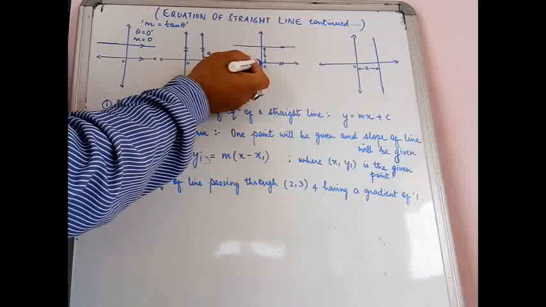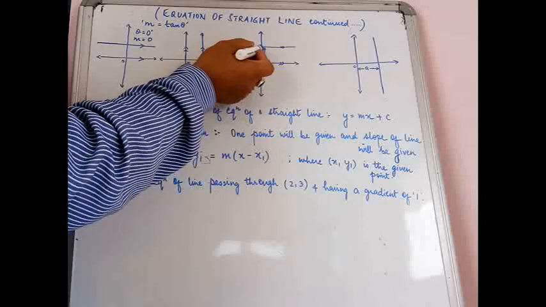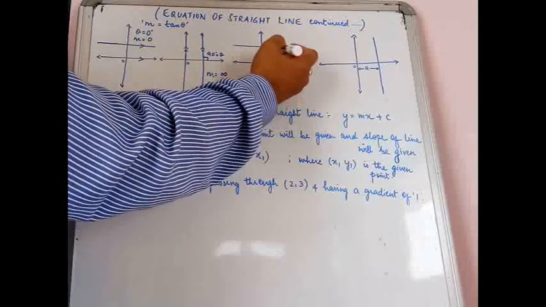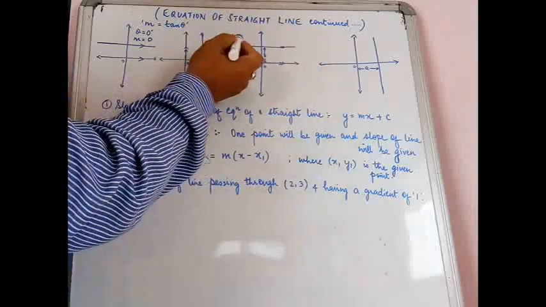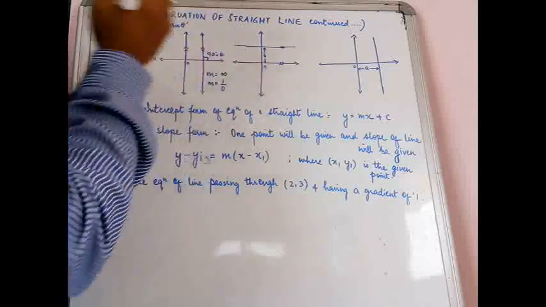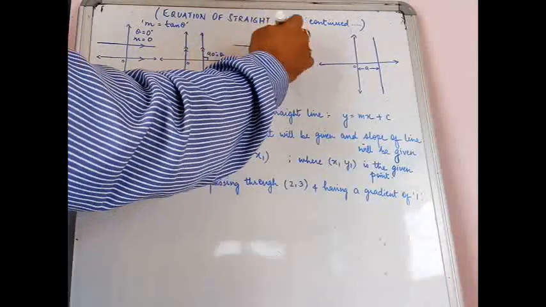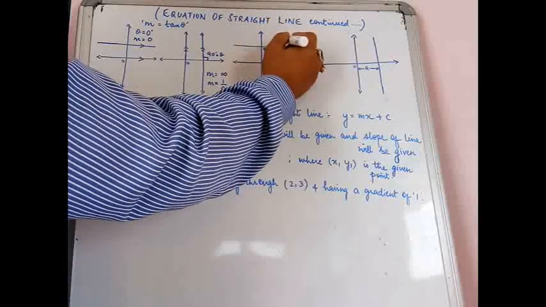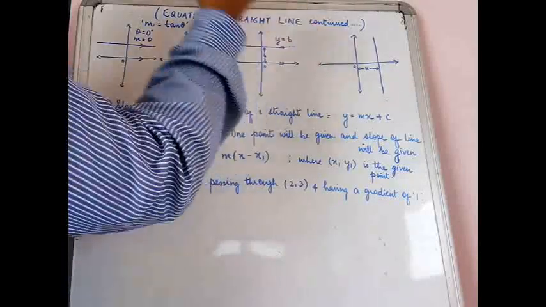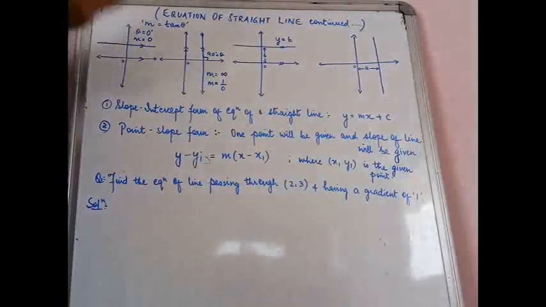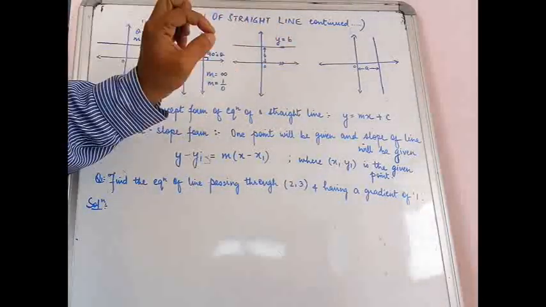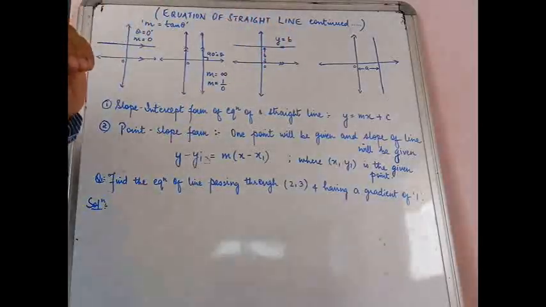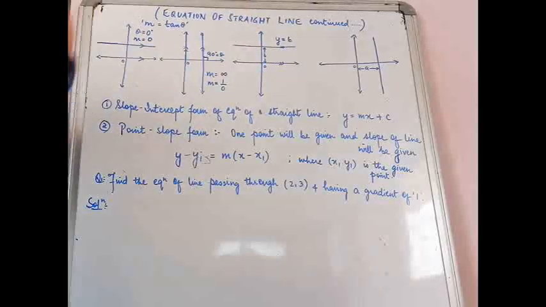If you can see on the y-axis it is at a distance of b units. Here also it will be at a distance of b units. Here also, if you see, it will be at a distance of b units. So this particular line simply will have the equation y is equal to b. Y is equal to b is going to be the equation of this particular line which is running parallel to the x-axis at a distance of b units.